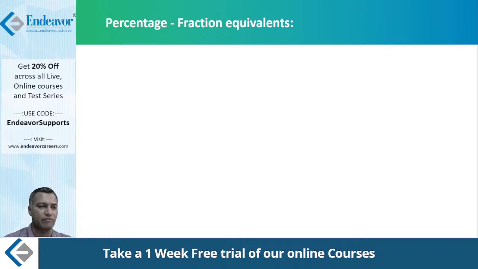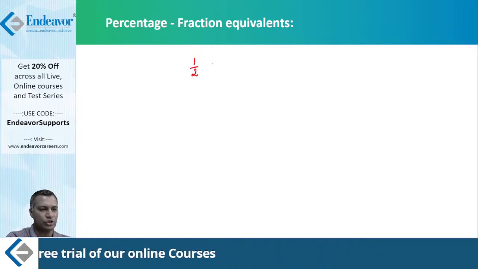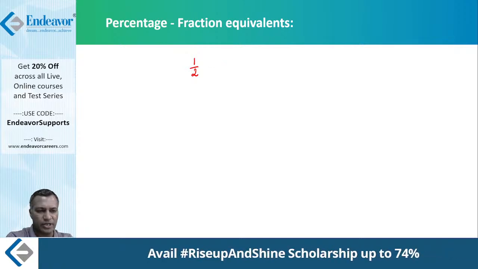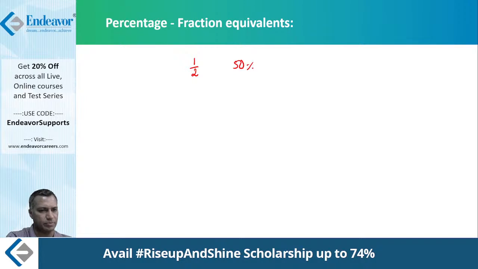What I meant by that is, if there is 1 by 2, 1 by 2 is 50%, as we all know. So that is 1 out of 2. Somebody scored 1 out of 2 marks. What is that? That's 50%.